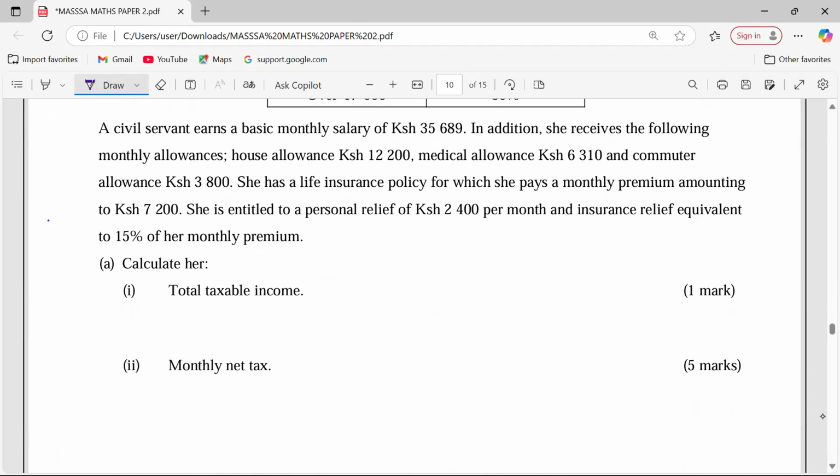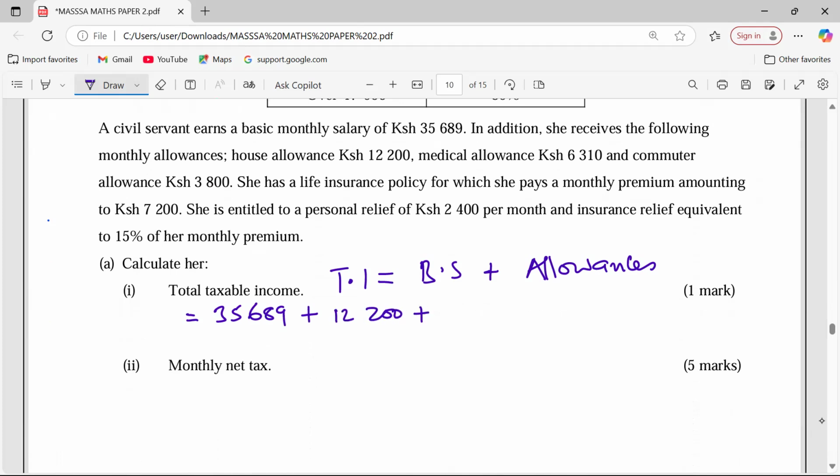Let's start with taxable income, which is supposed to be basic salary plus taxable allowances. Not all allowances. Sometimes employees can enjoy non-taxable allowances. So we are now adding all taxable allowances. 35,689 plus the first allowance, which is house allowance, 12,200, plus medical, 6,310, commuter, 3,800. So this now shall give us a total of 57,999.